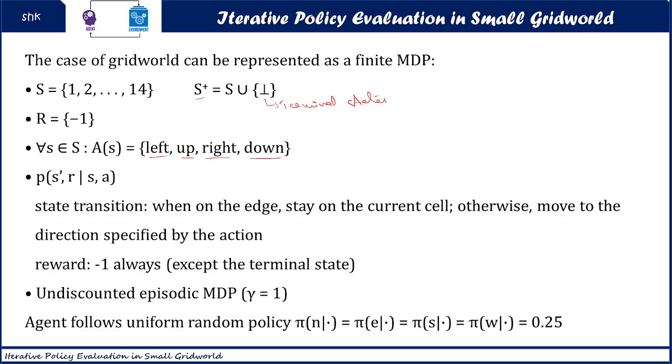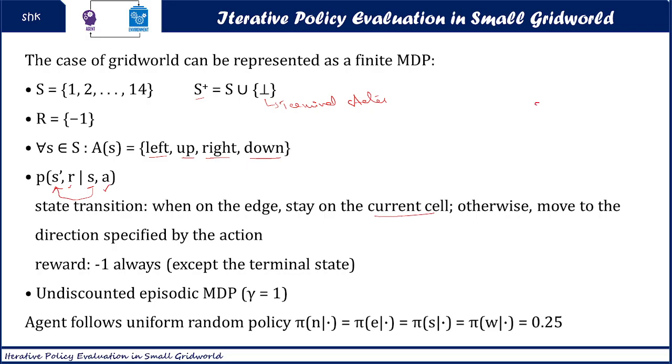Next we are going to consider the MDP, the probability of transition from the state s to s' for a given action depending upon the policy and a reward r. So for the state transition, when on the edge, stay on the current cell, otherwise move to the direction specified by the action. So if any state is on the boundary and we don't have any state to move to for one of these actions, then we are going to fall into the current cell. Otherwise, we are going to move in the specific direction. We will see in detail.